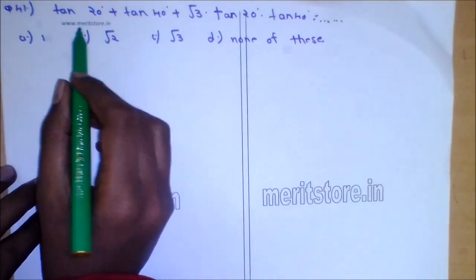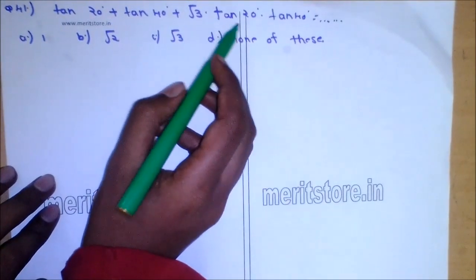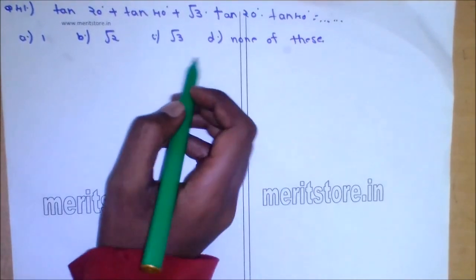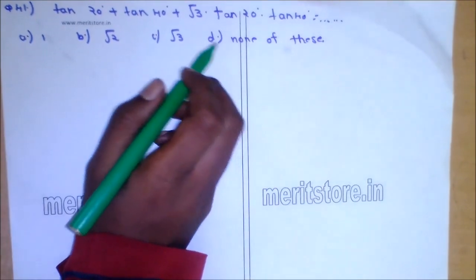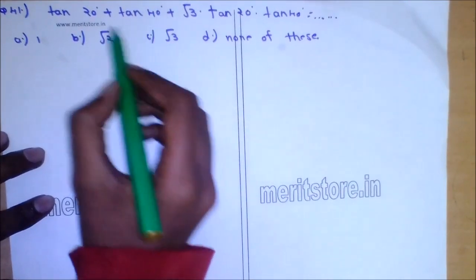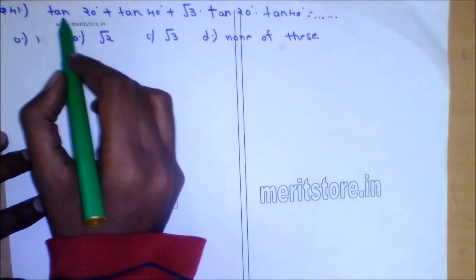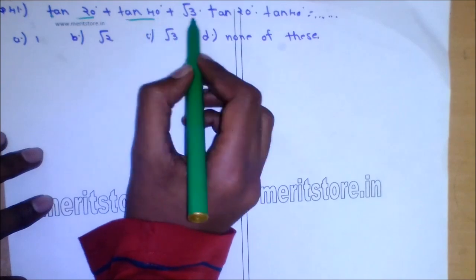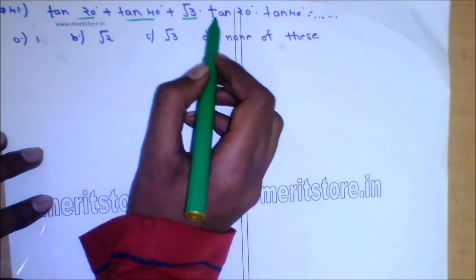In this question we have to evaluate the expression tan 20 plus tan 40 plus root 3 tan 20 into tan 40. The options are 1, root 2, root 3 and none of these. So judging from the question, we will try a reverse approach. In the question there is a tan 20, a tan 40 and root 3, which is tan 60.